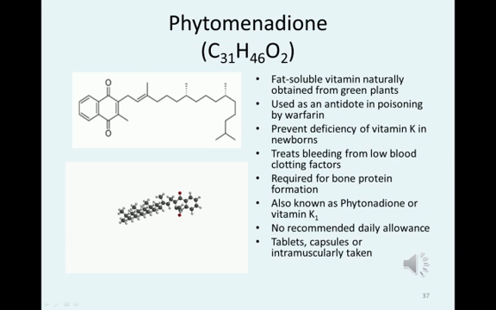Phytonadione is a fat-soluble vitamin naturally obtained from green plants. It's used in the prevention of deficiency of vitamin K in newborns. It's required for bone protein formation and is also known as vitamin K1. No recommended daily allowance.